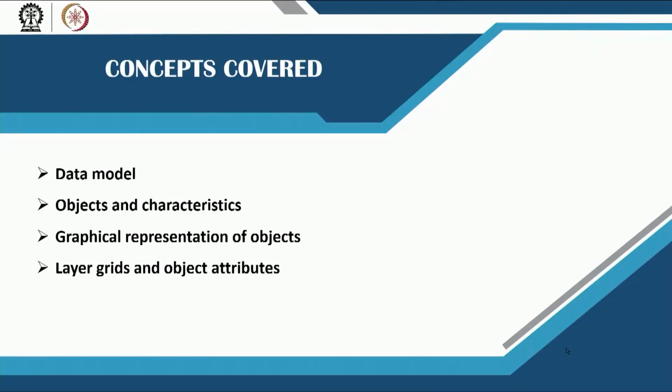The concepts I will cover in this lecture are: what we mean by a data model, which I will revise. Then I will look at objects and characteristics, which is how it is actually represented. Then we will look at how we graphically represent an object, whether in the form of a grid, or in the form of points, lines, and polygons. Then we will look at the different layers, grids and object attributes, the different attributes that are there in this transformation of real world data into a digital world.